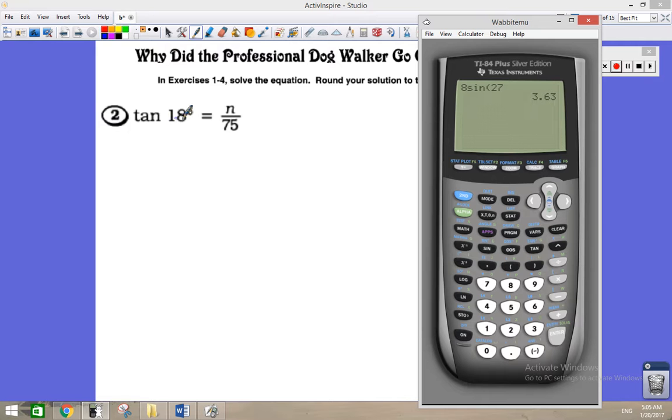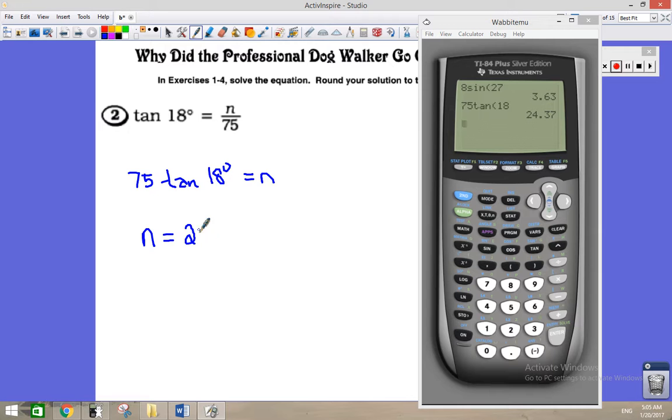The angle measure is in degrees. It's still the same, so I know that my calculator's in degrees. I know that it's fixed to 2 decimals, so all I have to do is solve for n. If I multiply both sides of this equation by 75, then that will tell me what this variable n is. 75 times the tangent of 18 degrees, I'm getting 24.37.